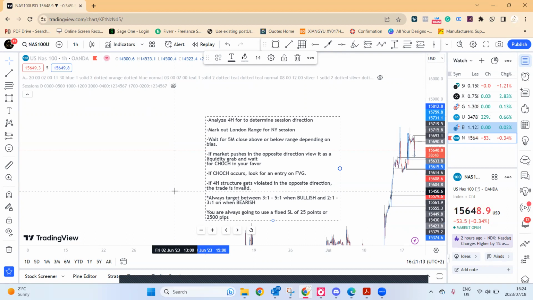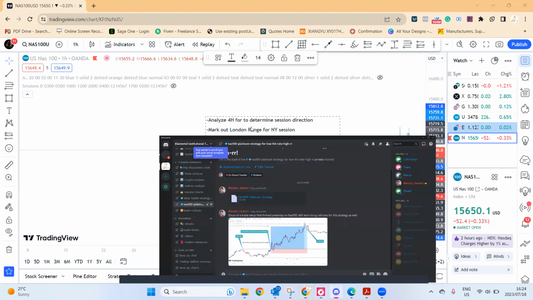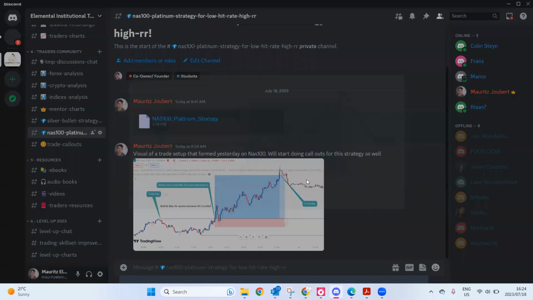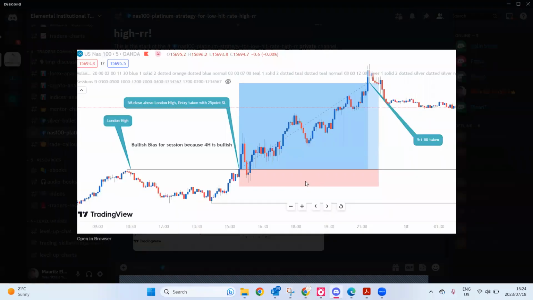Okay, cool, guys. If you have any questions, please let me know. I'm just quickly going to share the annotations that I made for the Discord channel here. So this was yesterday's trade. London high, looking for buys. There was the candle close. We got a push up, but it came back to entry, but it didn't take us out, and then it pushed up all the way to 1 to 5. 5-minute close, always 25-point stop loss, 1 to 5 all taken. And that's as simple as that.